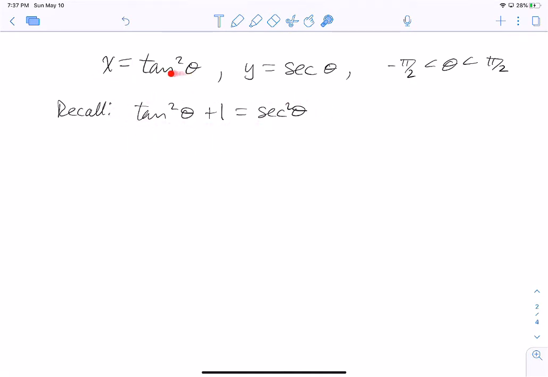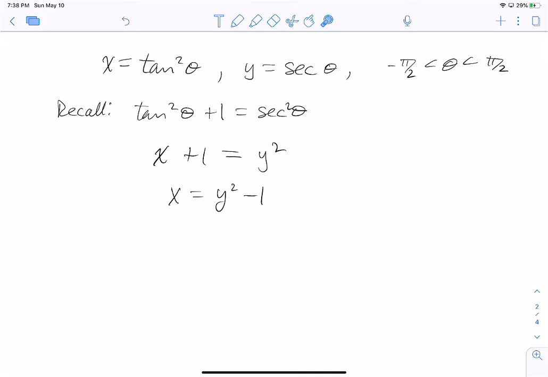Since x is equal to the tangent squared of theta, in this equation here, I can replace tangent squared of theta by x. And since y is equal to the secant of theta, I can replace secant squared of theta by y squared. And we end up with the equation of a parabola that opens to the right and then has been shifted to the left by 1.